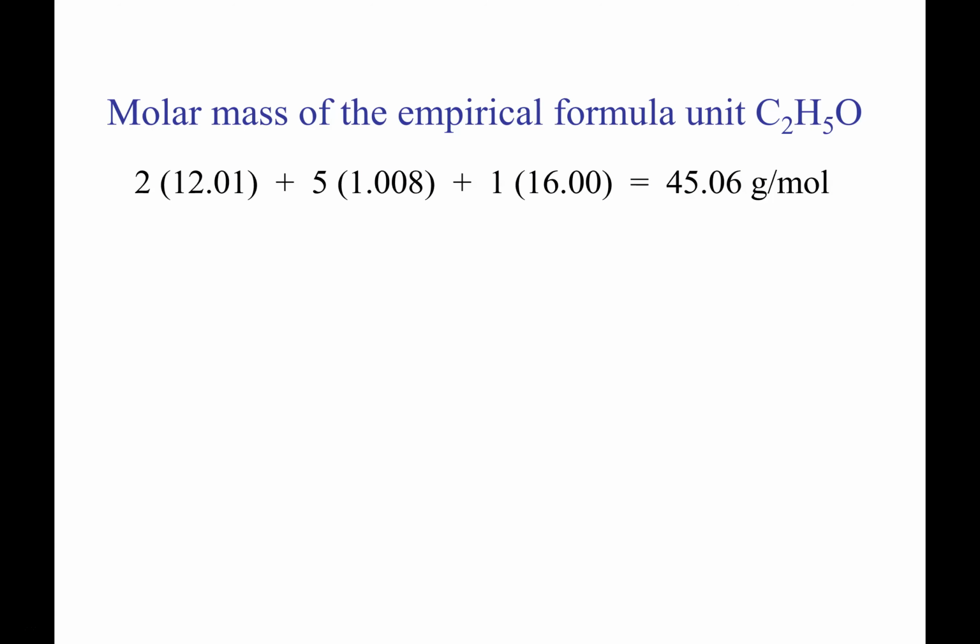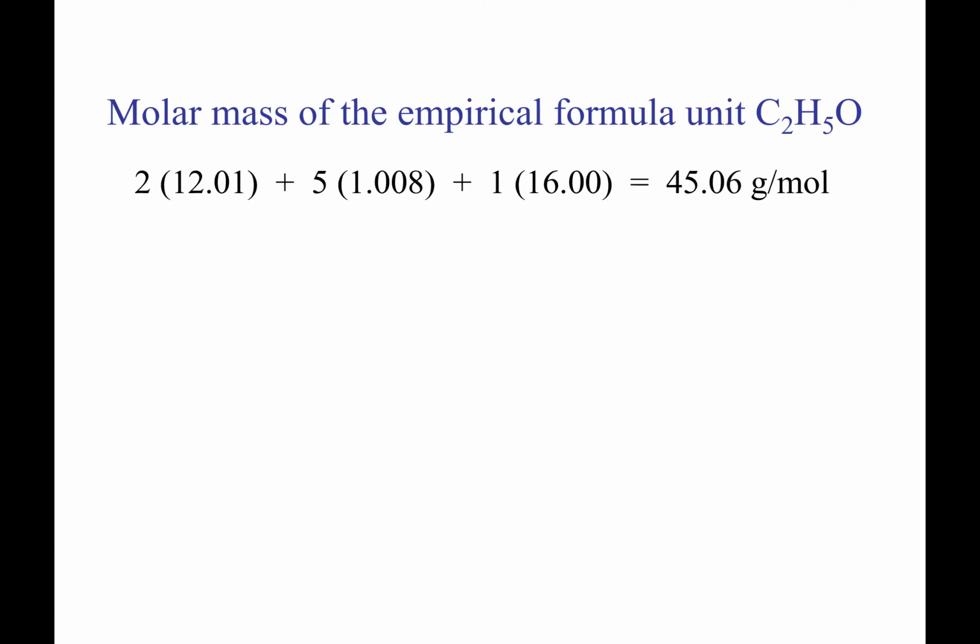So we take 2 times 12.01. You guys writing this down? Plus 5 times 1.008. This is the empirical formula. This is the base formula. Plus 1 times 16.00. And sometimes people say, do you need the 1? No, but it makes me feel better. So the repeating unit we have, sort of the base unit is 45-ish. And the big one's 90.